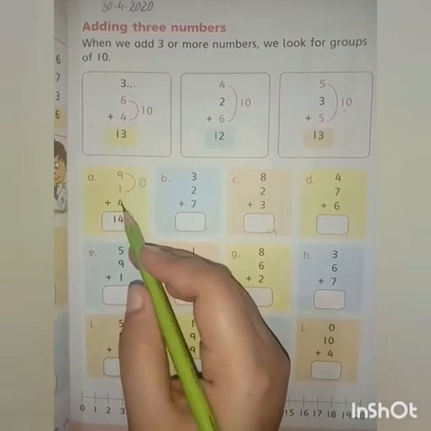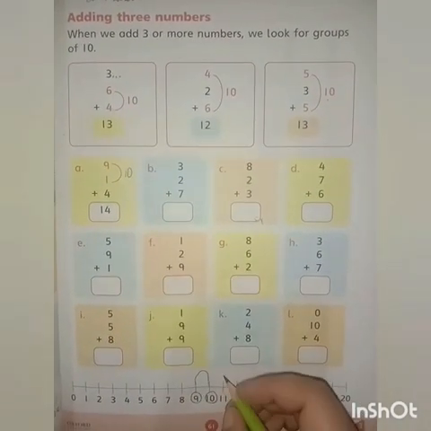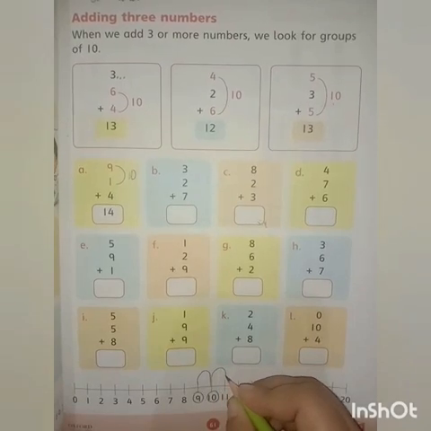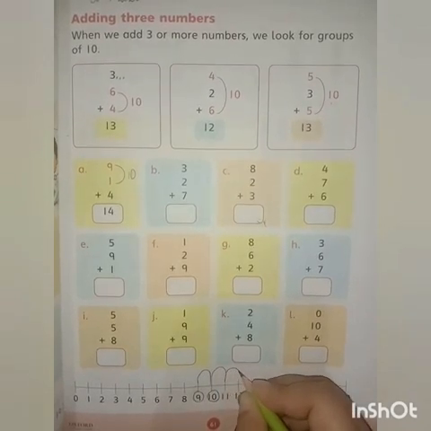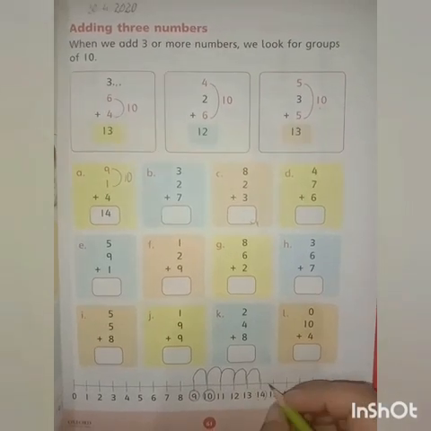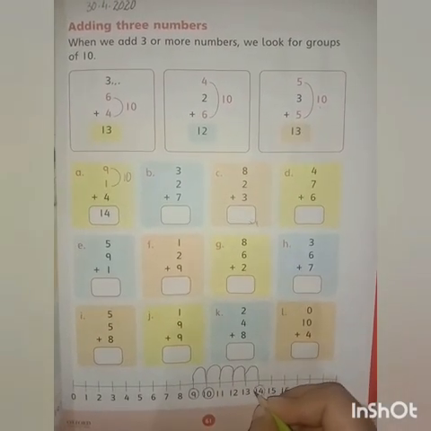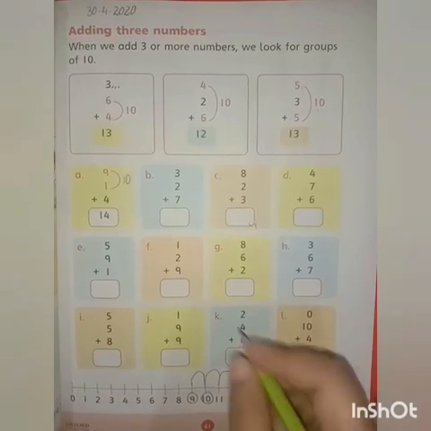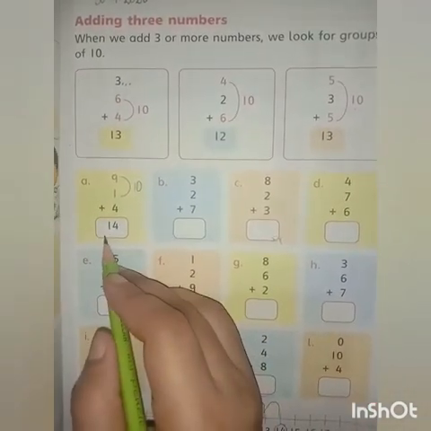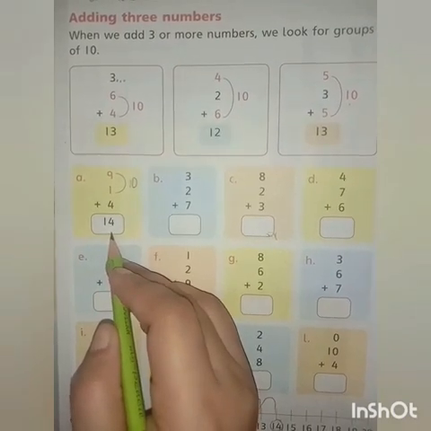Now here we have 4. We have to jump 4 numbers over 10. 1, 2, 3 and 4. Here we got our answer and the answer is 14. Students, in 14 we have 1 ten and 4 ones.